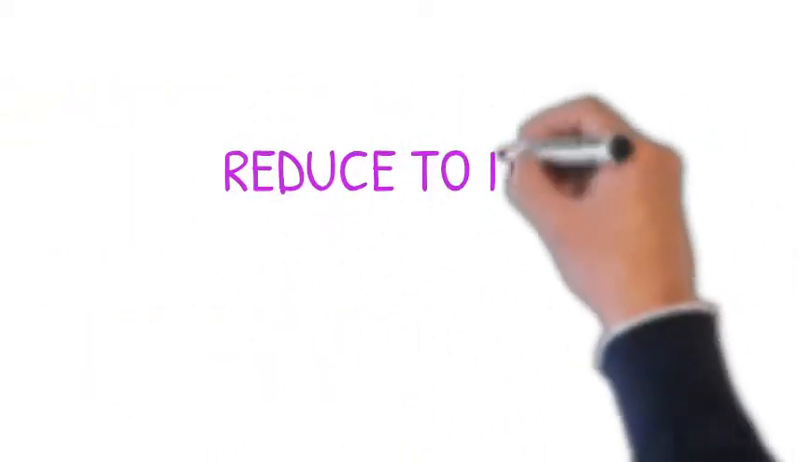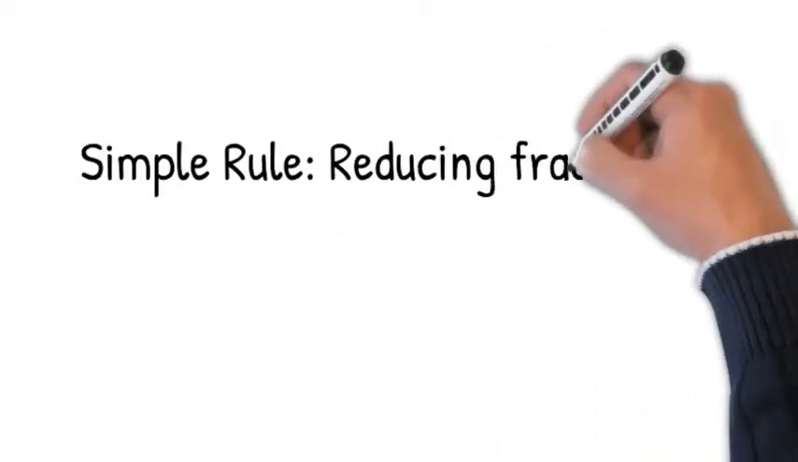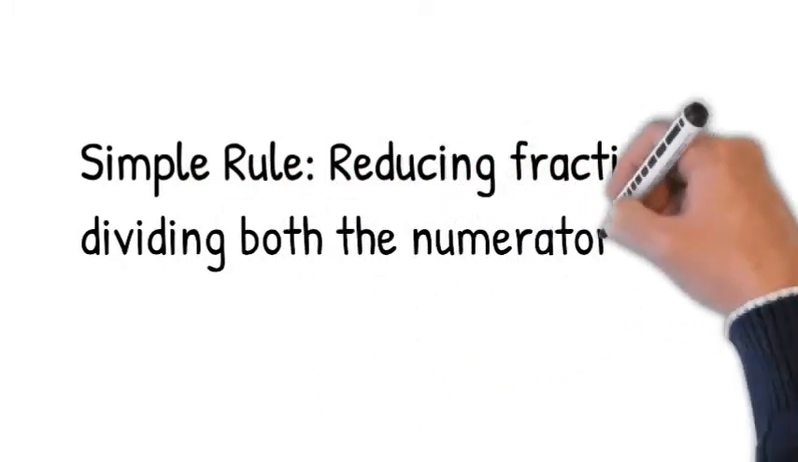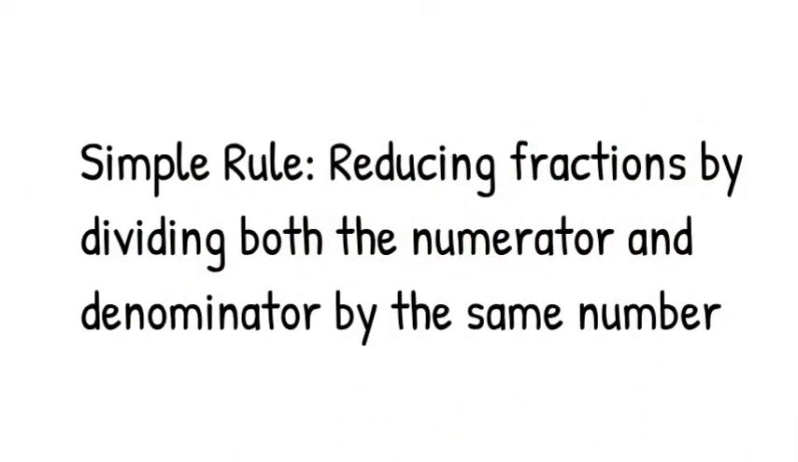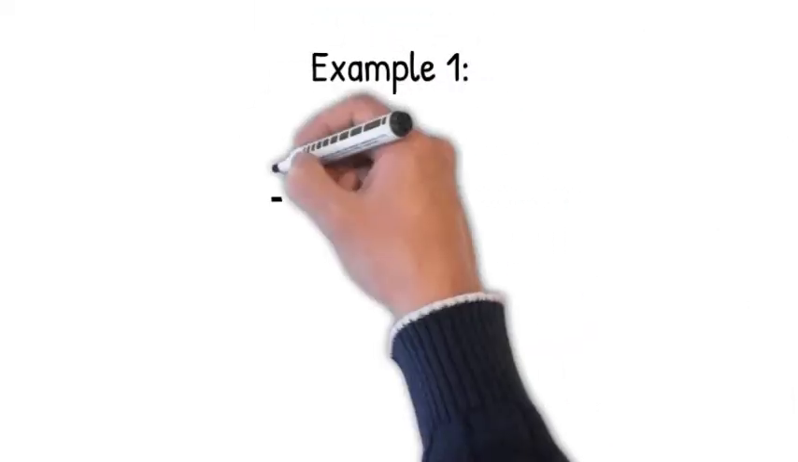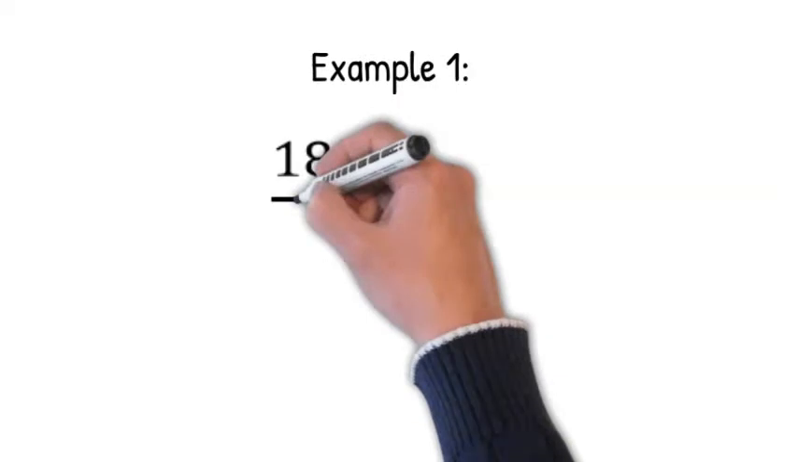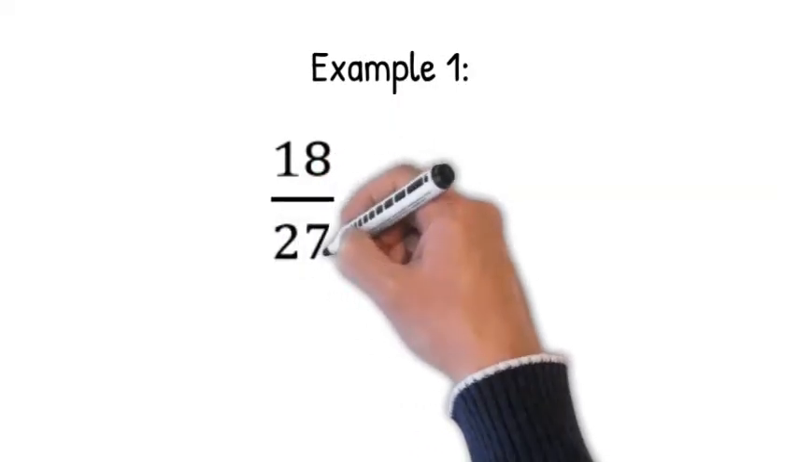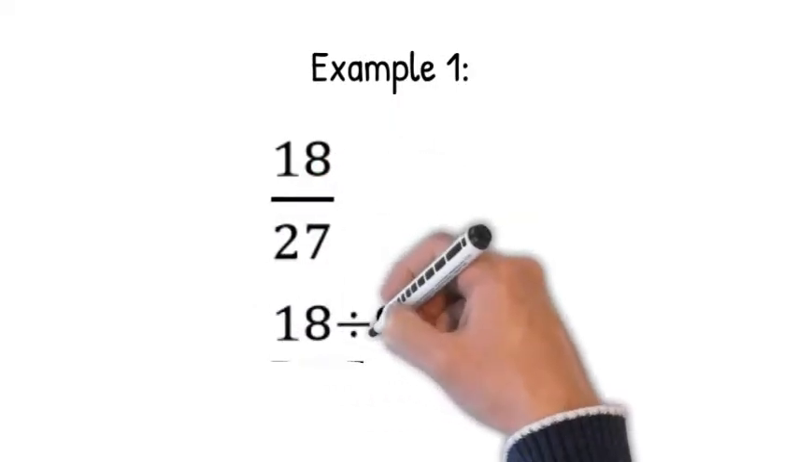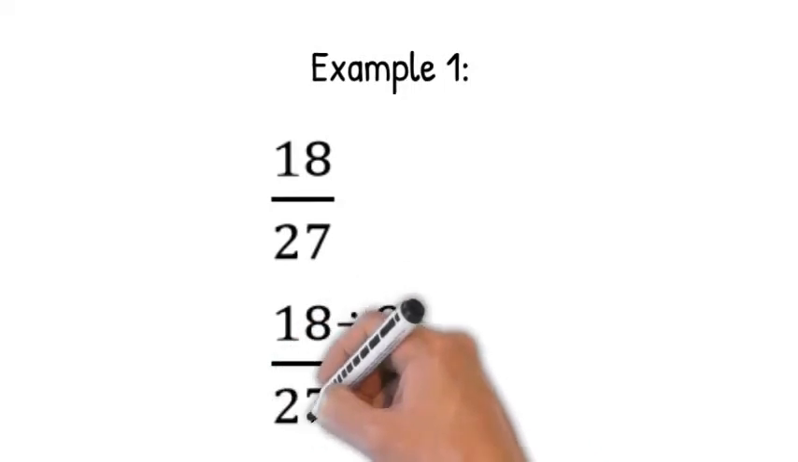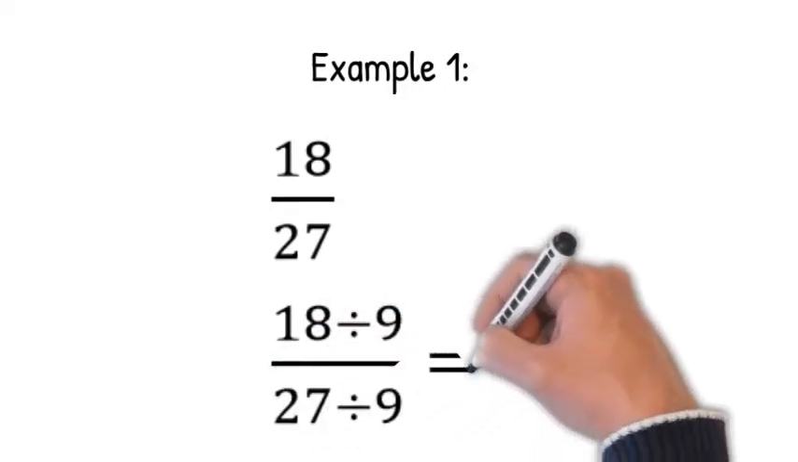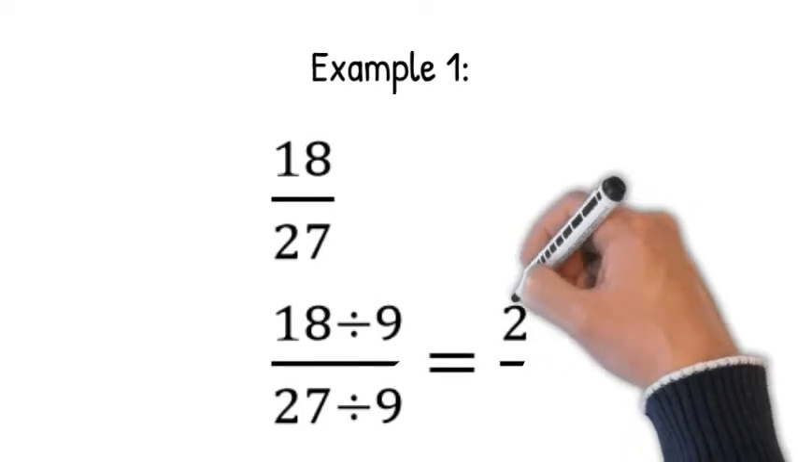When you deal with fractions, we always want the answers to be reduced to the simplest form. This is the simple rule, reducing fractions by dividing both the numerator and denominator by the same number, shown in the following examples. Example 1, 18/27. Both numerator and denominator are divisible by 9. In this case, we divide the numerator 18 by 9 and the denominator 27 by 9. So the answer is 2/3.